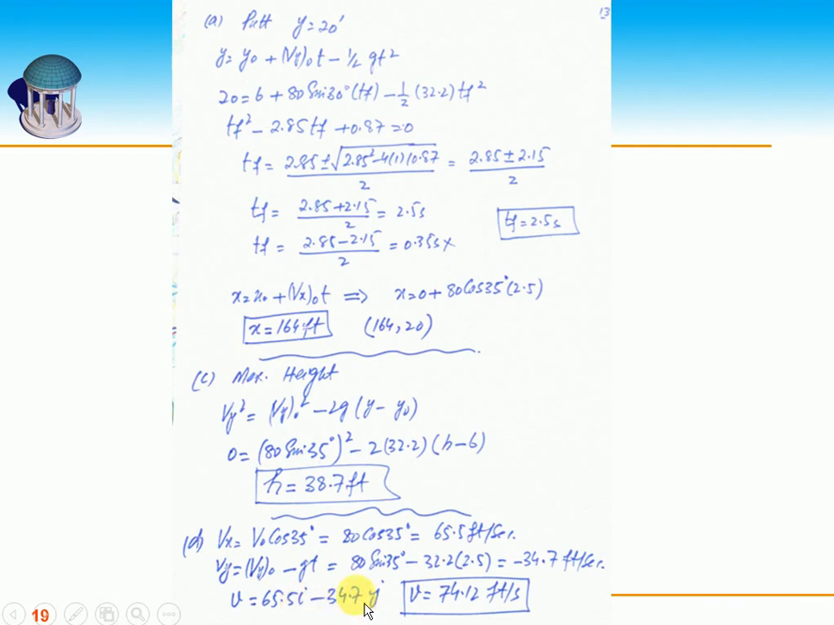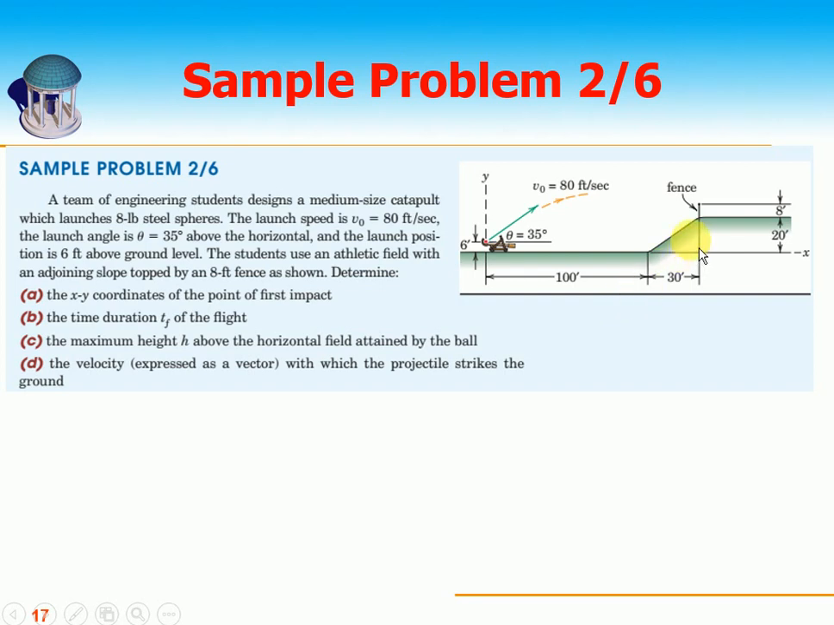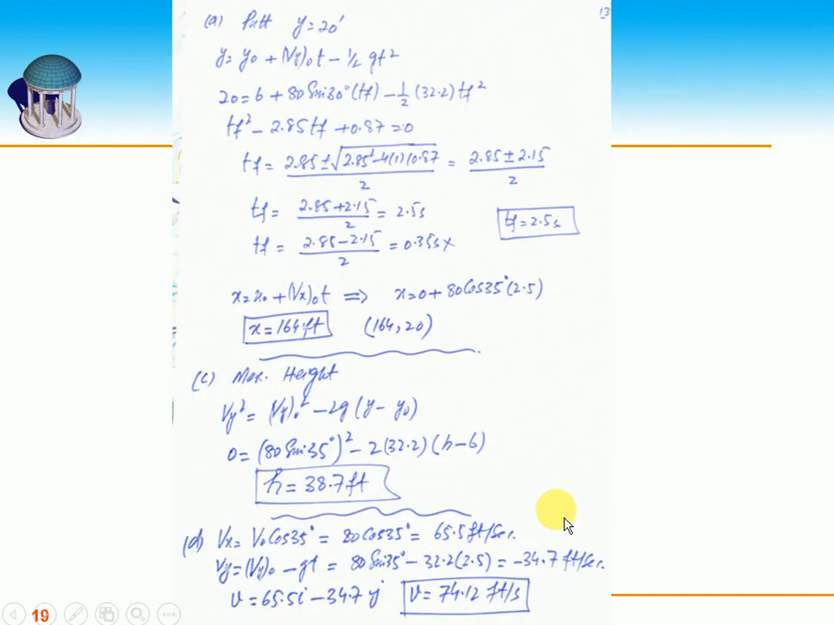Or the magnitude is 74.12. So its x component is positive and its y component is negative when it hits the ground, right? Its x component is positive and the y component is of course downward, which is very clear. And this is the velocity in vector notation and in magnitude when it hits the ground, right?